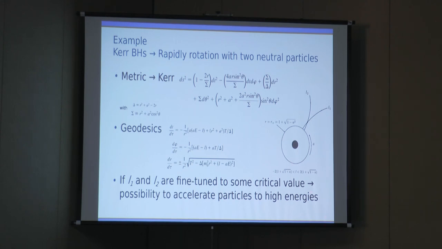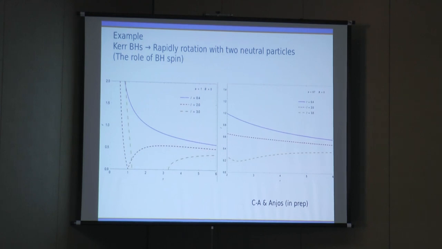And they are constrained in those two values, -2 multiplied by 1 plus the square root of 1 plus a, and the positive case. Well, here then is one example of geodesics for one particle approaching a black hole, a Kerr black hole.